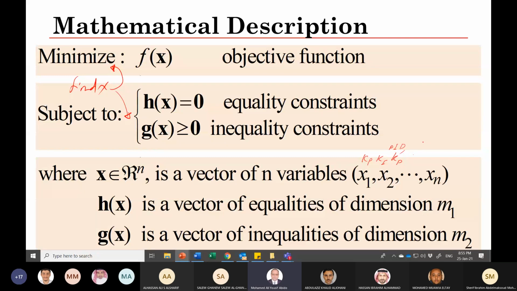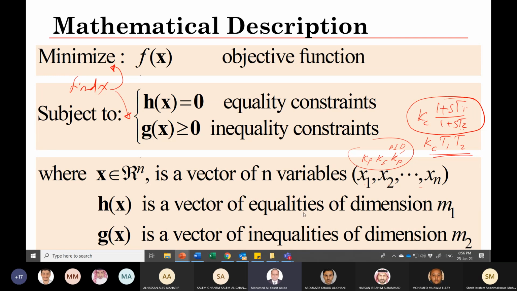If you have a lead lag controller, you have the gain KC, T1, and T2, assuming that the structure of the controller is 1 over plus. This is the lead lag structure. So you have here the controller parameters that need to be optimized, KC, T1, T2. So these are the optimized parameters, X1, X2, X3. And if you have a PID, also you have these optimized parameters.